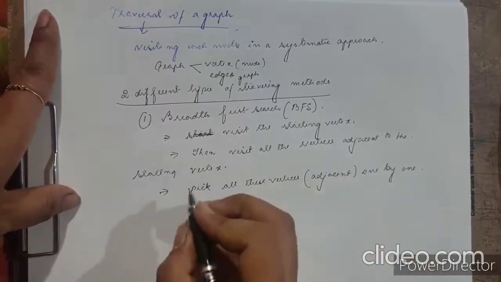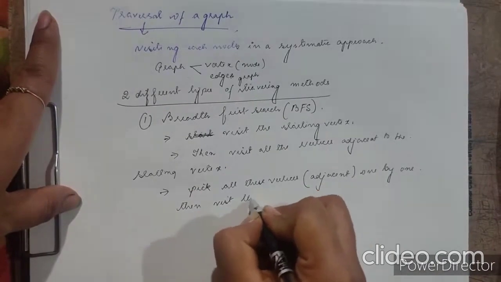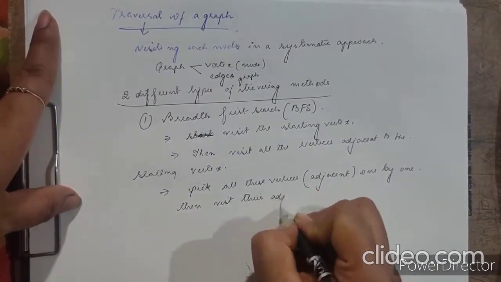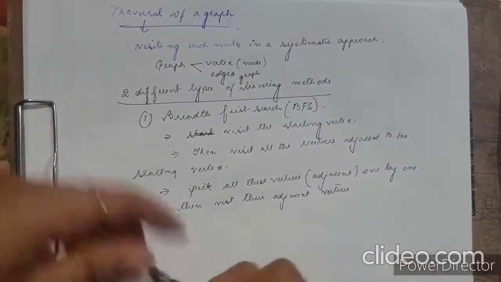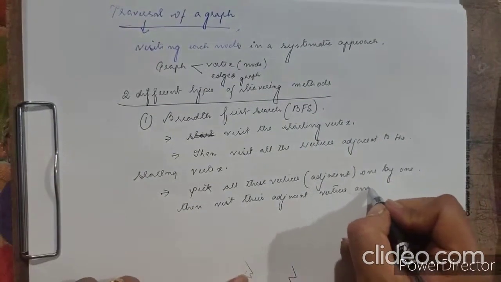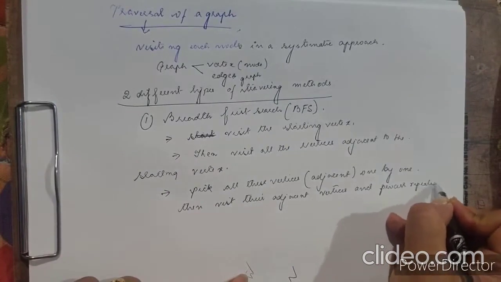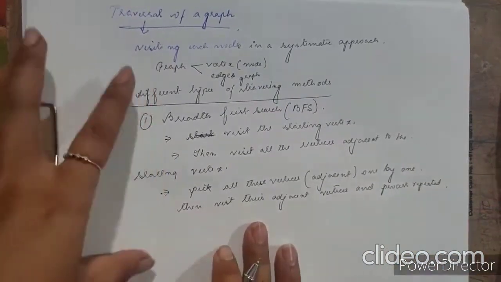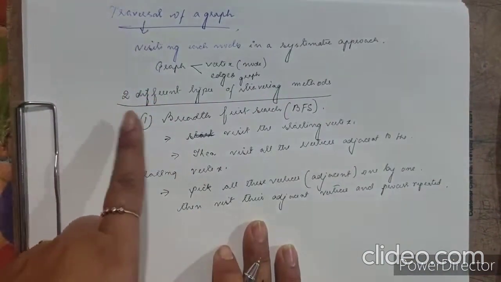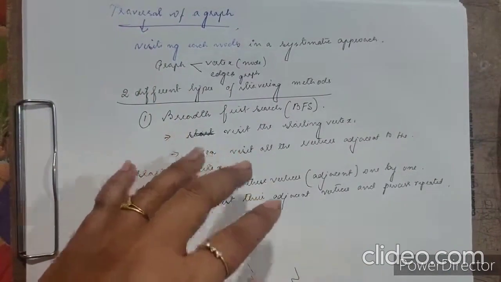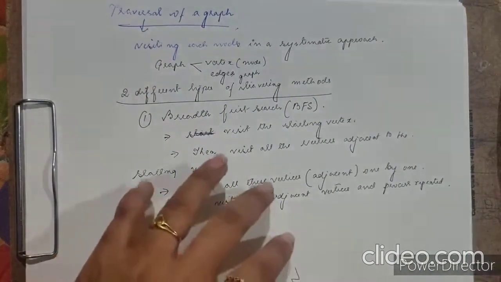And once we pick them, we visit their adjacent vertices, and this process is repeated. This traversing is equivalent to level order traversing of trees. So let us take a graph and traverse it using breadth first traversal.